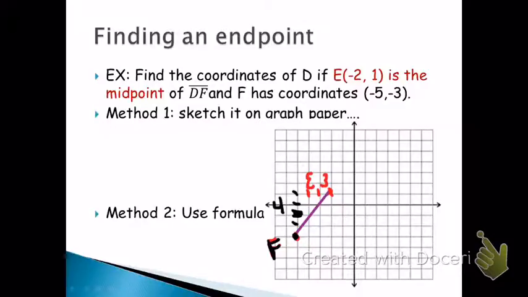If I want to find the other endpoint, I could just repeat what I did. So again, I would count. From E, I would count 4. So 1, 2, 3, 4. And over 3. So there's my point right there. And then I would name it. So D would be at 1, and then up 1, 2, 3, 4, 5. 1, 5 would be the name of that point.